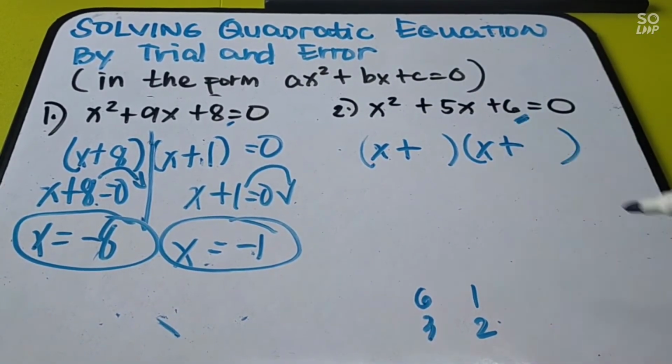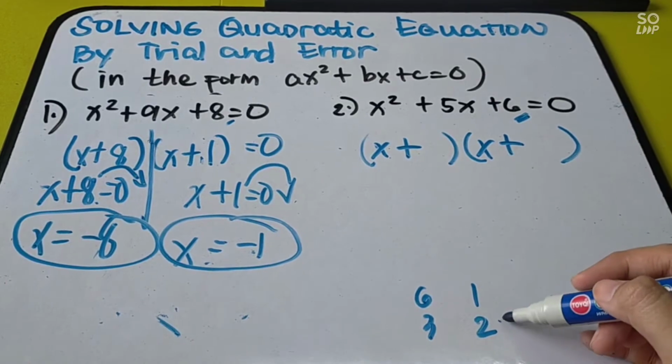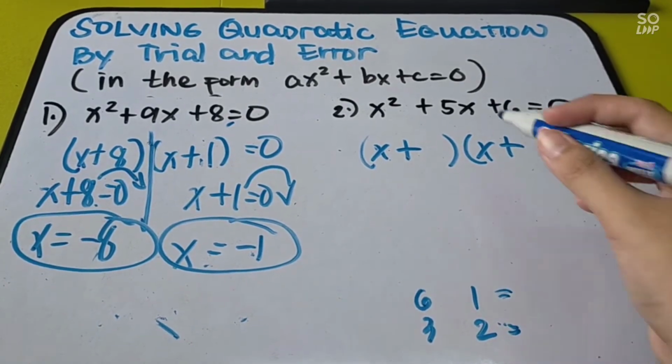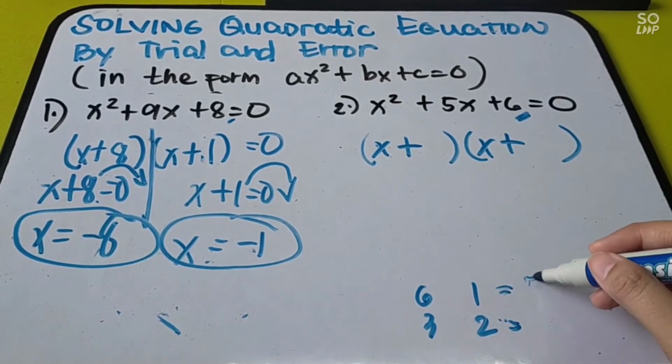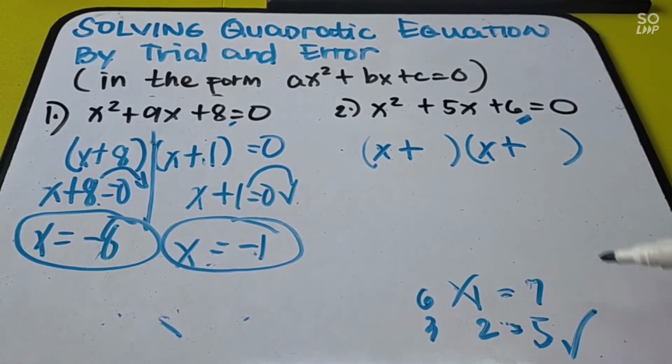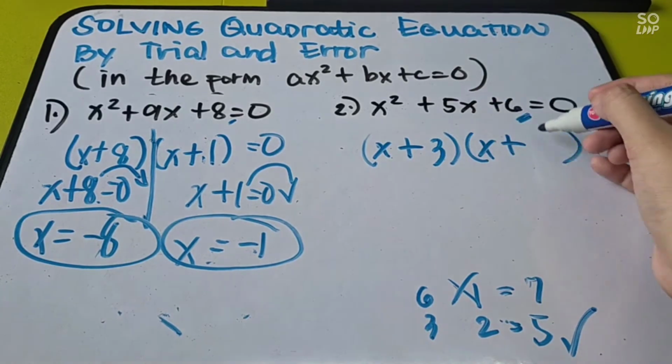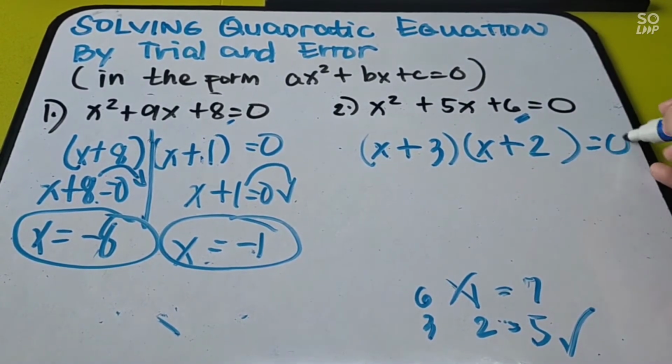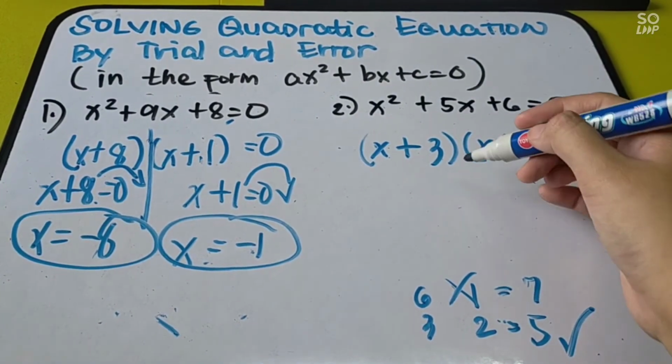Then, ang factors ni 6 ay ito. Kailangan pag pinag-add natin ay yung gitna. So, 6 plus 1 ay 7. So, mali ito. 3 plus 2, the answer is 5. So, this one is correct. So, we have here plus 3, then plus 2, then equals to 0. Diba? So, ganun lang kasimple.